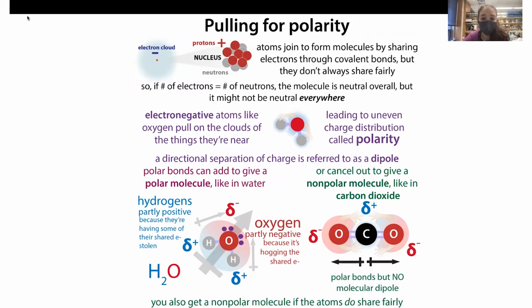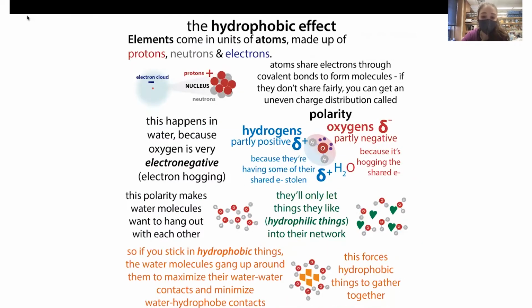Some atoms, however, if they have similar electronegativity, when they share, then they're going to share fairly. And so you have something that's nonpolar. And this is what happens when we have hydrocarbons. So when we just have hydrogen and carbon, they share pretty fairly. So you're not going to have this polarity, and then you're not going to have any charge. And so the water is not going to want to hang out with it.